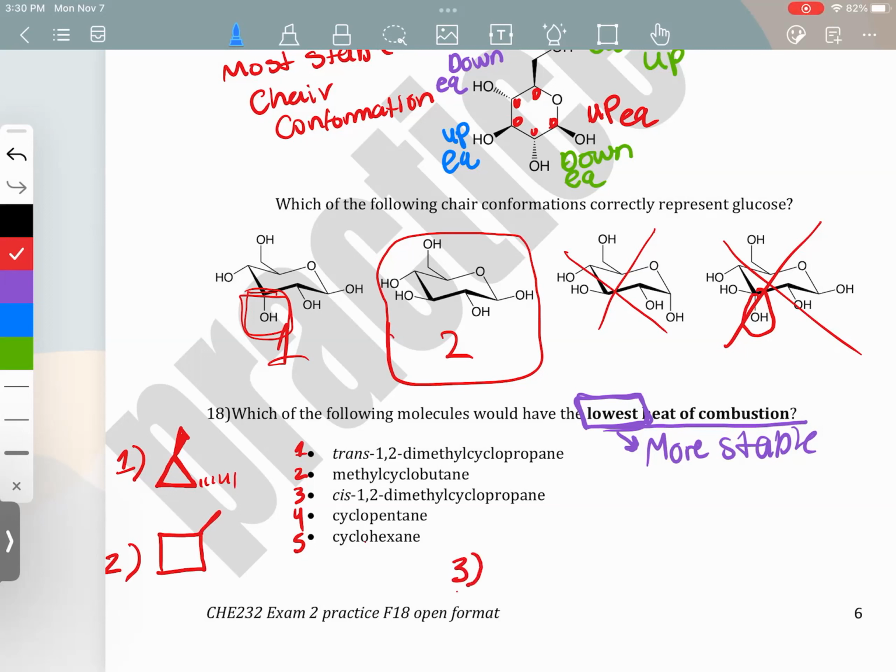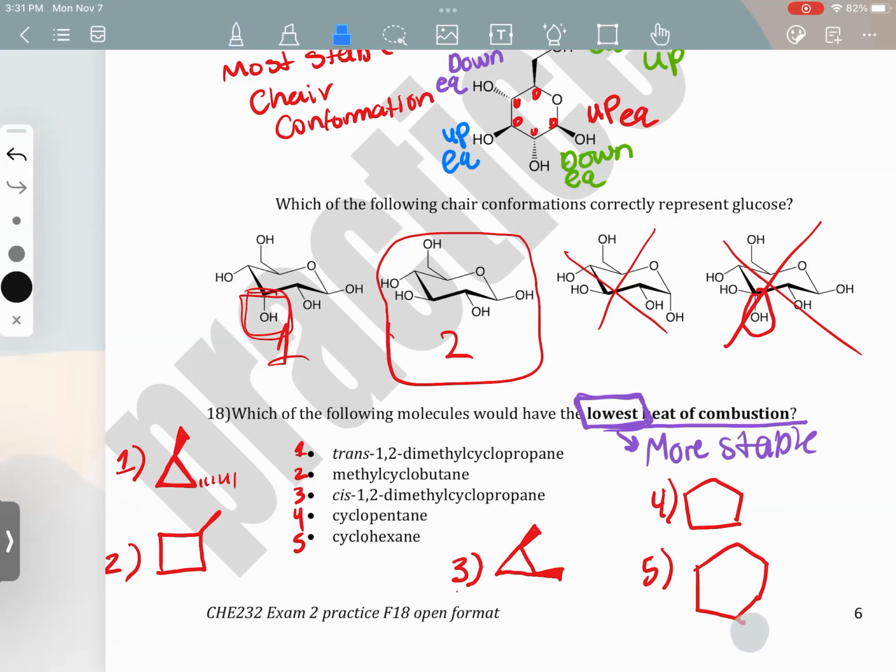3 is cis-1,2-dimethylcyclopropane. So it's exactly like 1, except now both methyls are on the same side. 4 is cyclopentane, that's your pentagon. And 5 is your cyclohexane. So now, which is more stable? Which answer choice can we automatically eliminate?